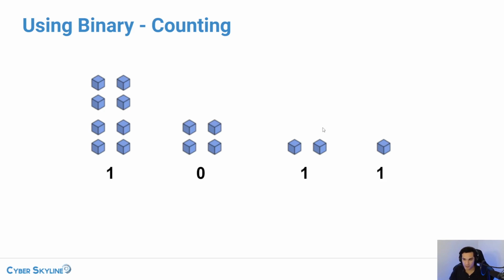So let's use the formula. I'm going to write it in decimal, and I'm also going to write it in English, so it makes it a little bit easier to understand. So in decimal, this is 8 times 1 plus 4 times 0 plus 2 times 1 plus 1 times 1. That's 11. Written in English, it's 8 plus 0 plus 2 plus 1 equals 11.